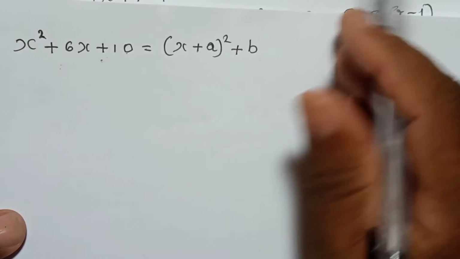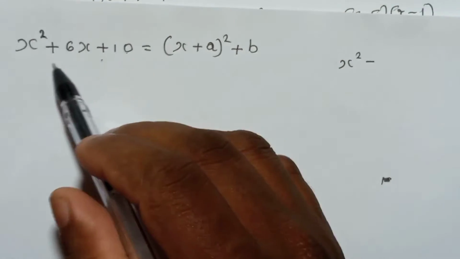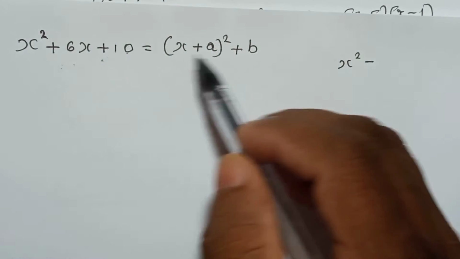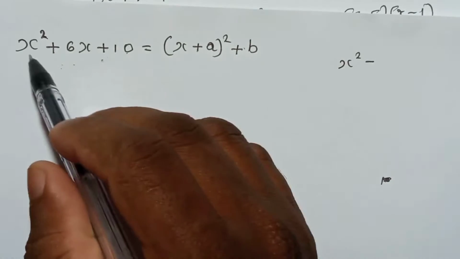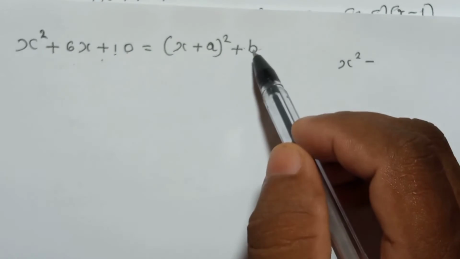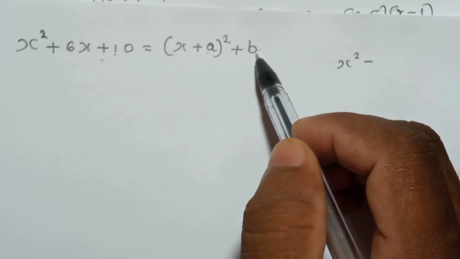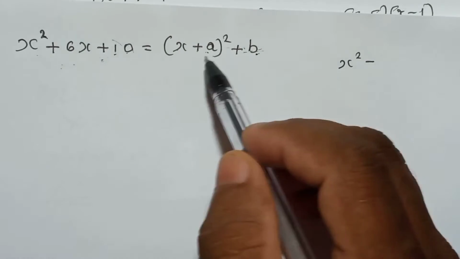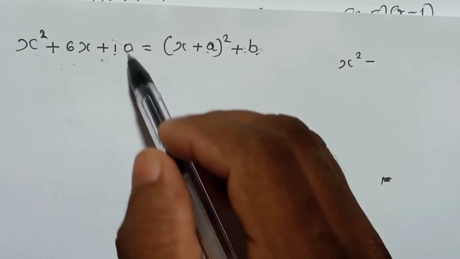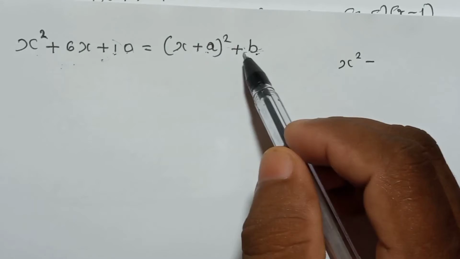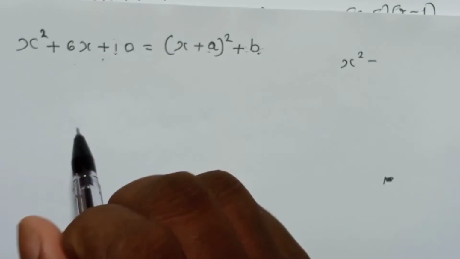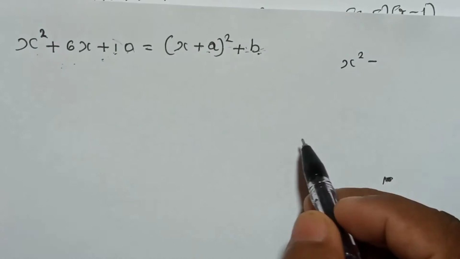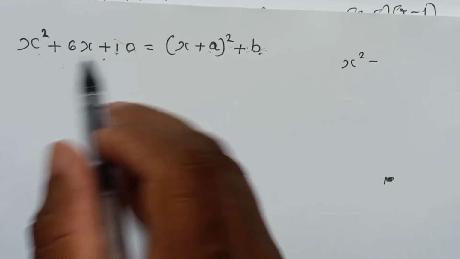Basic idea: this is a quadratic expression, and you can make it in this format. Here will be a number, here will be a number, right? So this quadratic expression you can write in this format. Try to understand: basically we have a bracket, a square and a number. So how to convert this one into that?